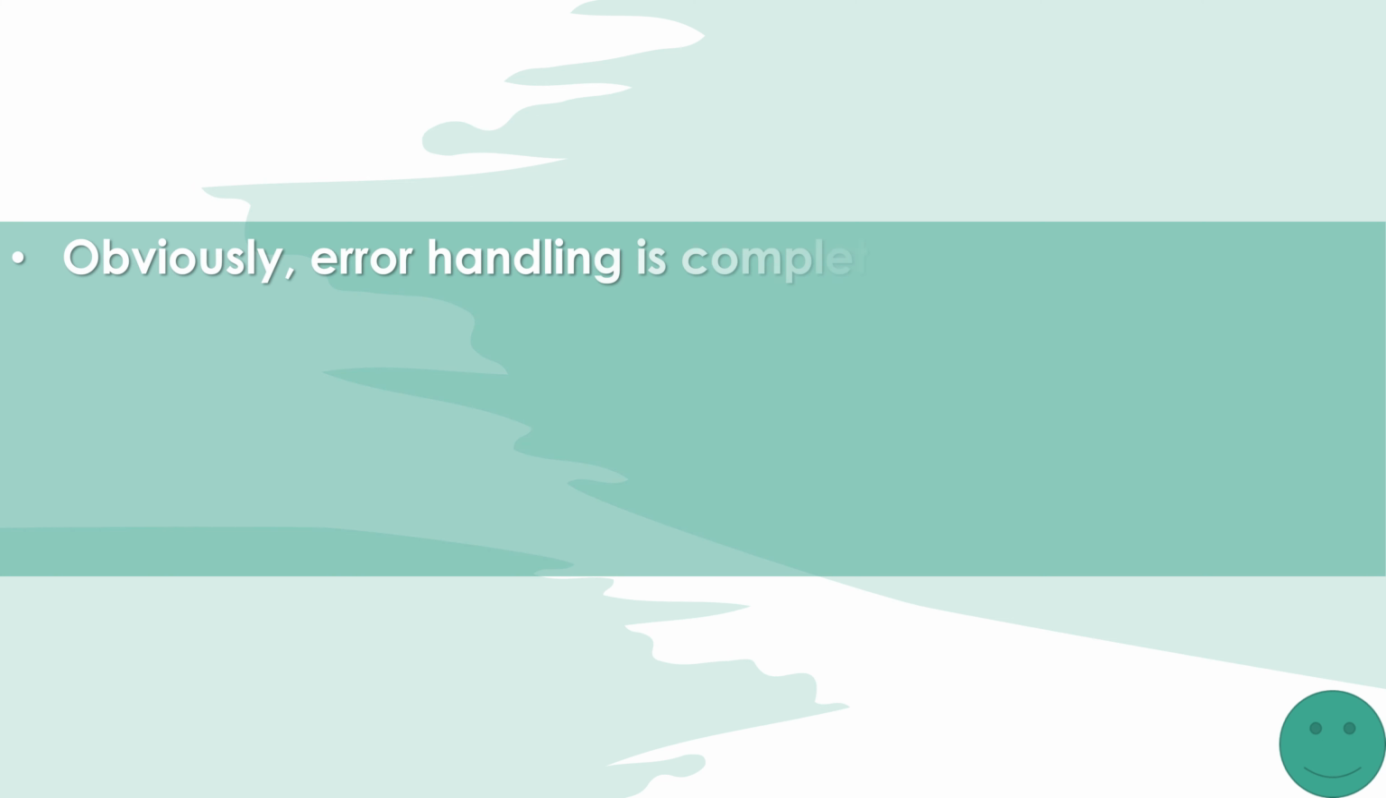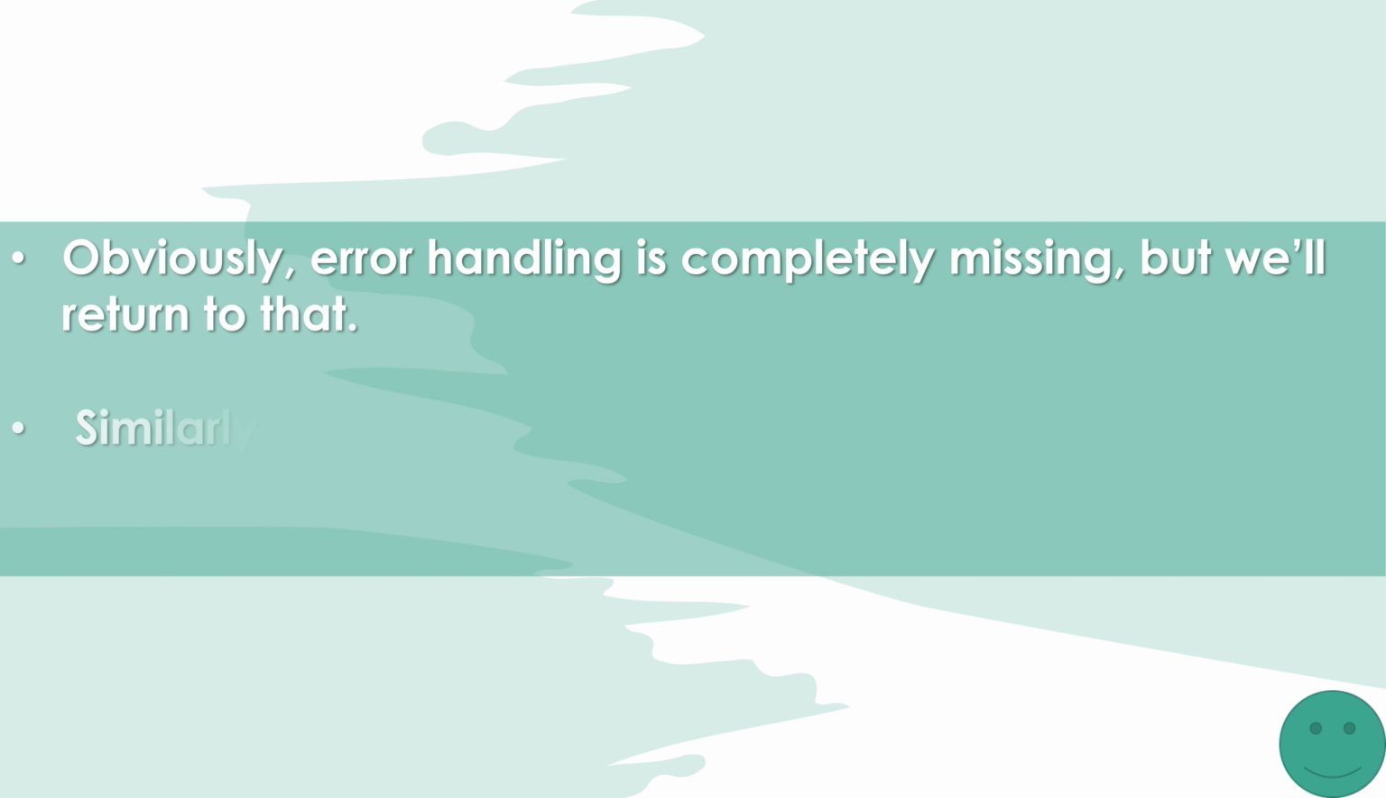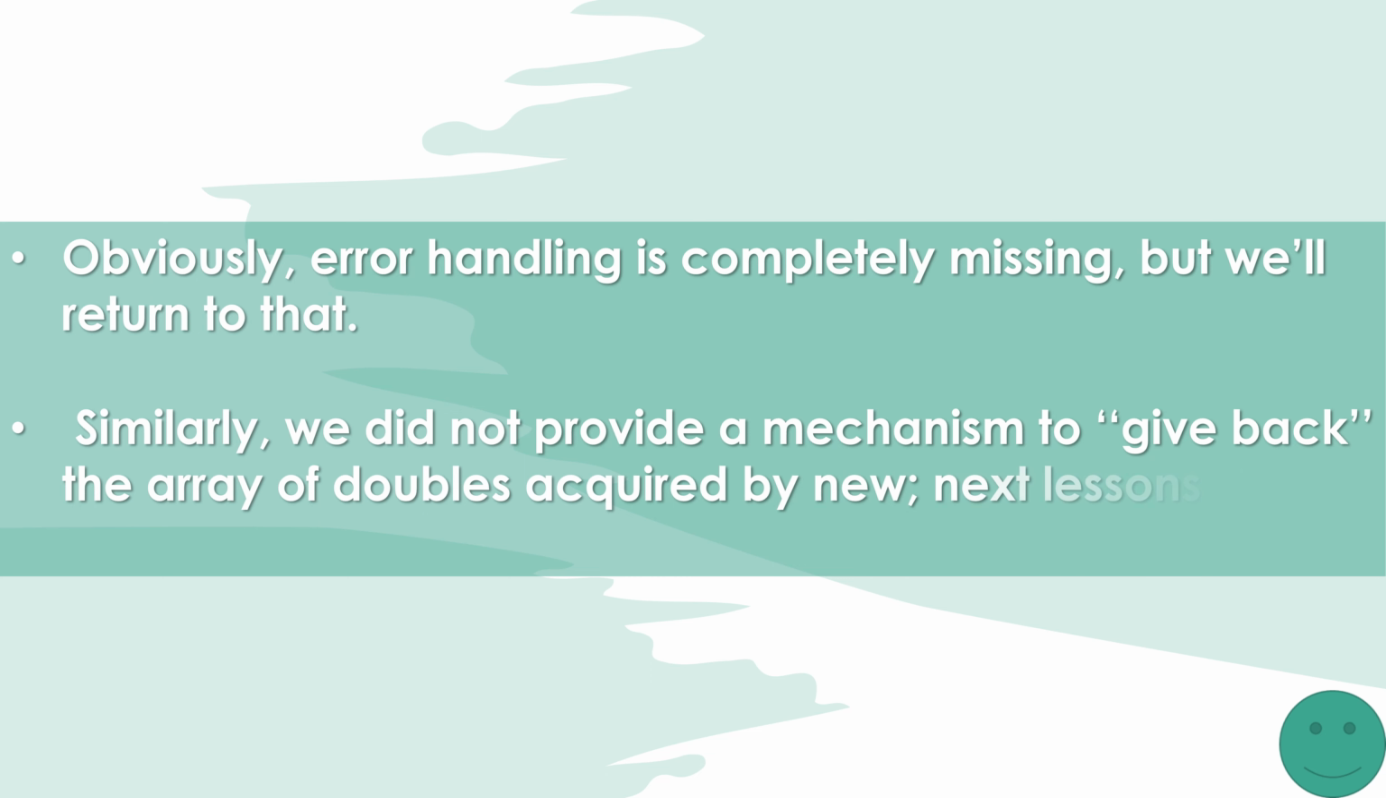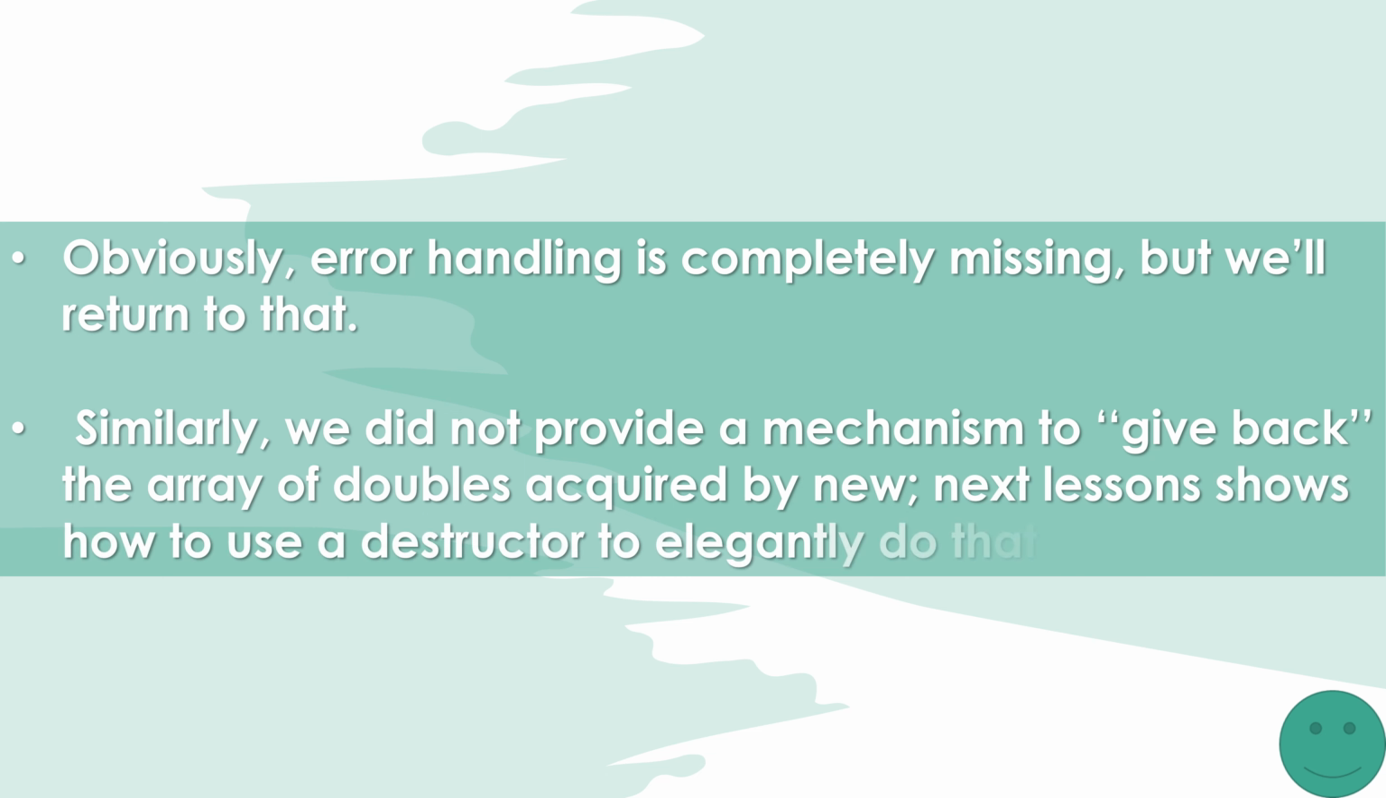Obviously, error handling is completely missing, but we'll return to that. Similarly, we did not provide a mechanism to give back the array of doubles acquired by new. The next lesson shows how to use a destructor to elegantly do that.